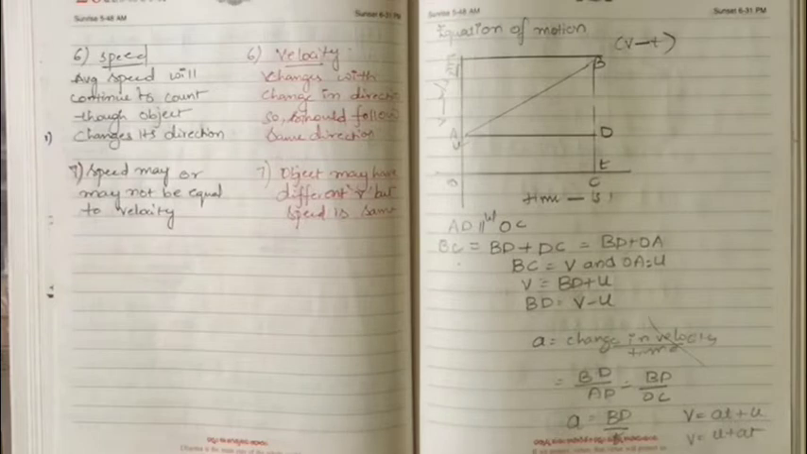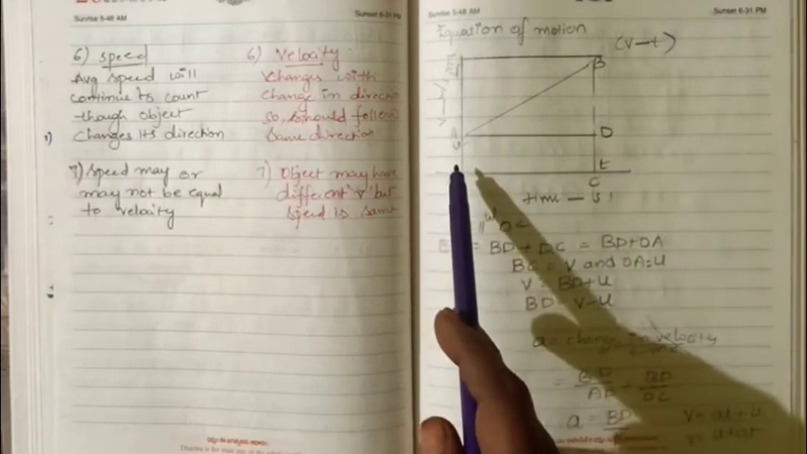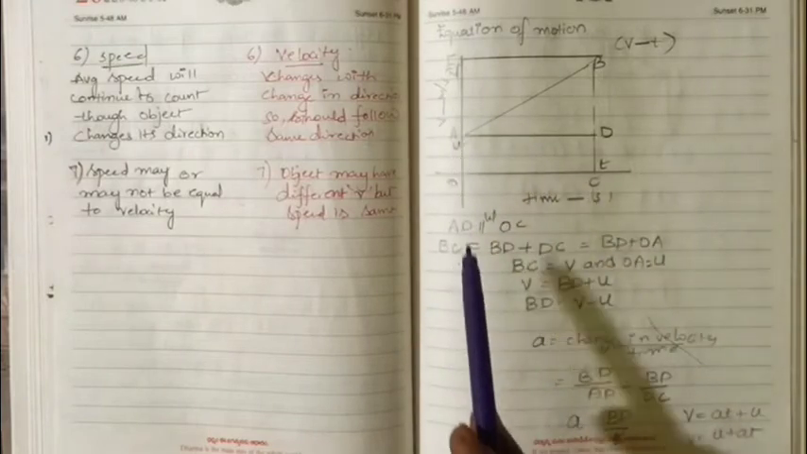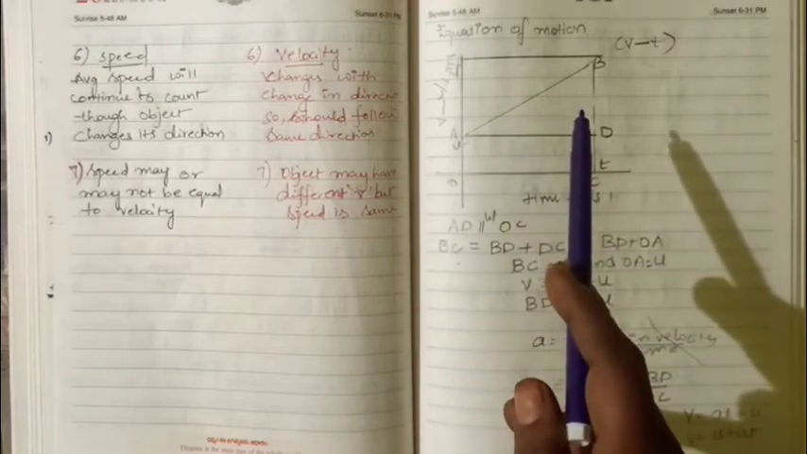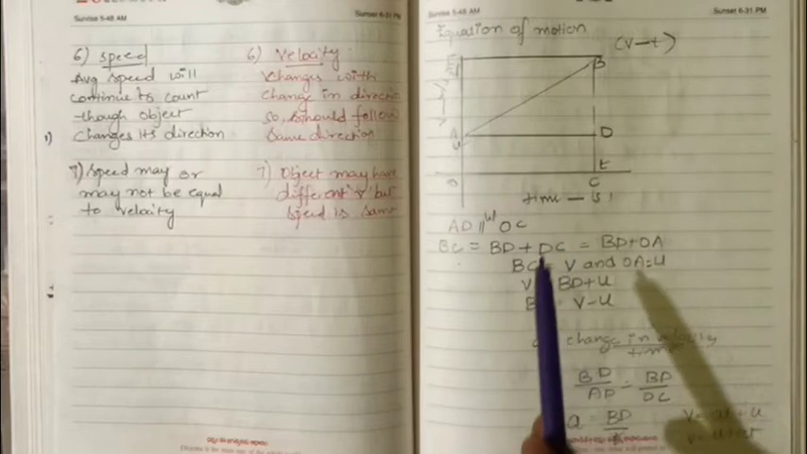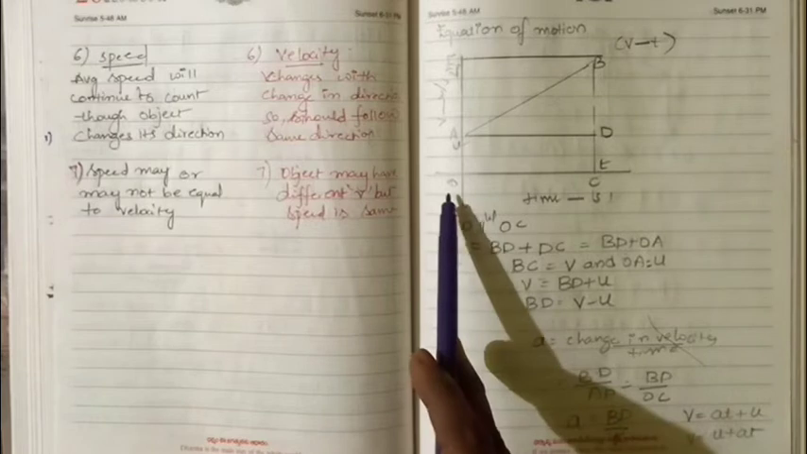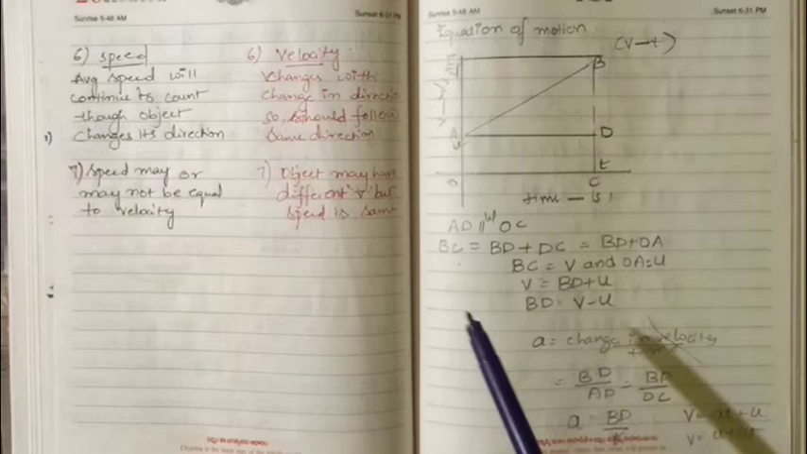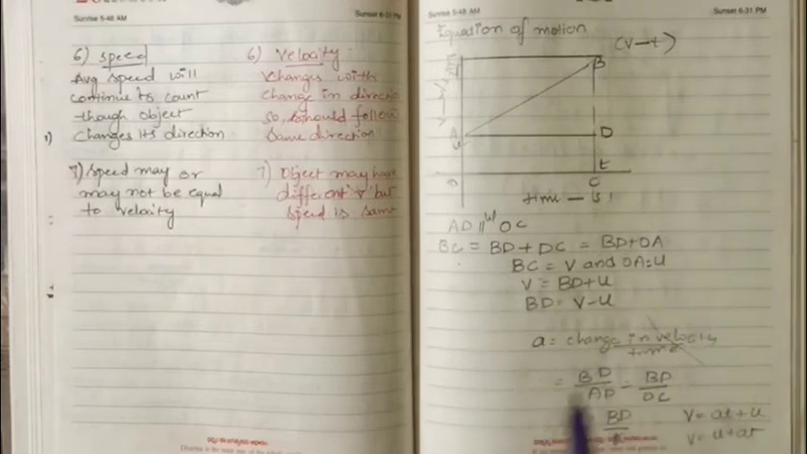Okay. Then coming to the equations of motion, we have a graph here which shows OA is u, the initial velocity, and OE is v, the final velocity. That means an object started at point A with a certain velocity, traveled, and ended at point B with a certain velocity at a certain time. We are not taking the initial velocity as 0; we want some value for u, and this applies to straight line motion.